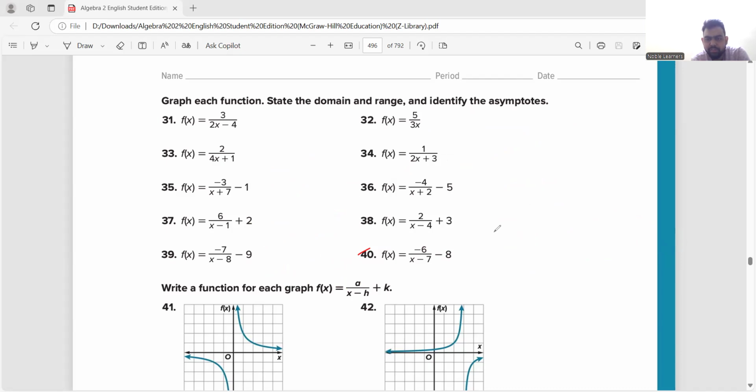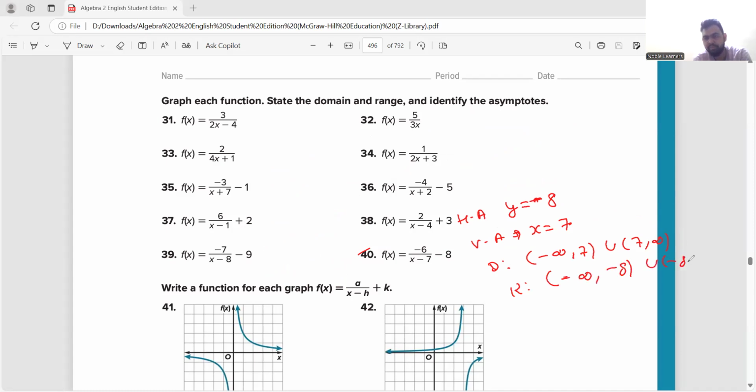-8 is the horizontal asymptote, y equals -8. Correct. X equals 7 is the vertical asymptote. Correct. Domain is -infinity to 7, union 7 to infinity. Range is -infinity to -8, union -8 to infinity. No problem.